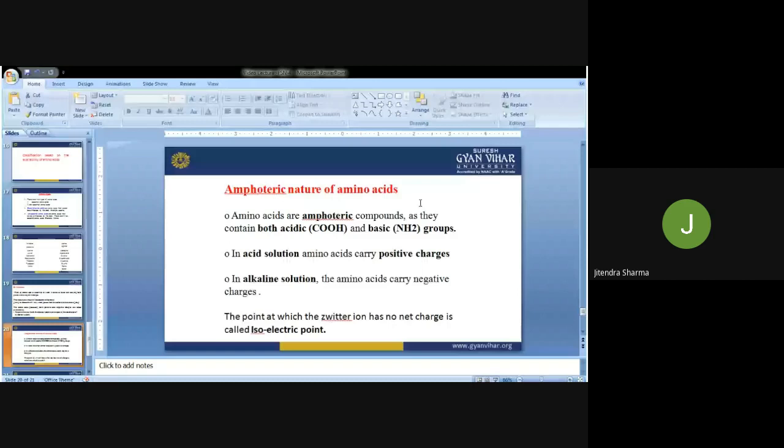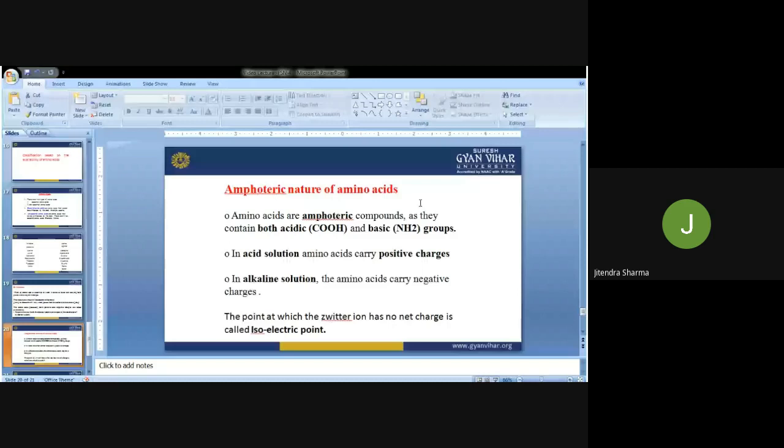Then the amphoteric nature of amino acids. Amino acids are amphoteric compounds as they contain both acidic and basic groups. In acid, amino acids carry positive charges. In alkaline conditions, they carry negative charges. The point at which the zwitterion has no net charge is called the isoelectric point.